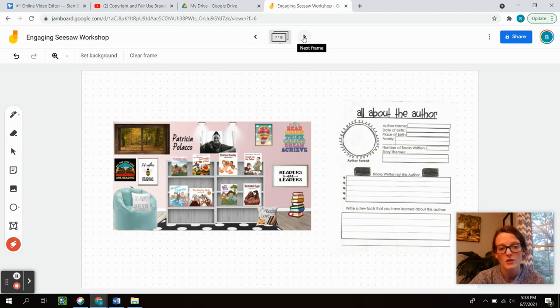Another way to use Google Classroom within Seesaw is to link it to an author study. Like here, this was for 3rd grade, and they did an author study, and then they were able to fill out information on Seesaw about the different books and about the author.